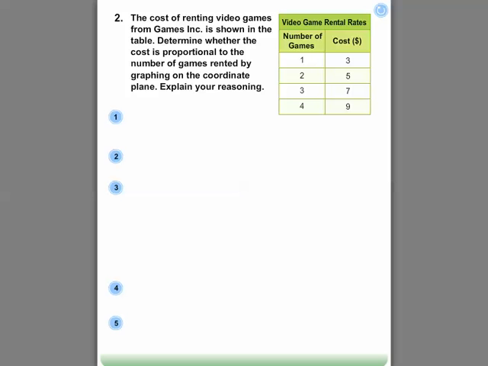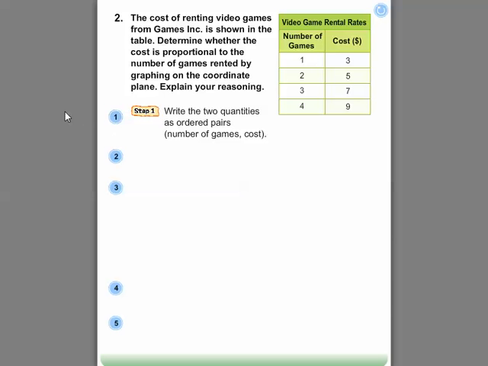Example number 2, the cost of renting video games from Games Inc. is shown in the table. Determine whether the cost is proportional to the number of games rented by graphing on the coordinate plane. Explain your reasoning. So here we have the table, and we have the number of games and the cost.